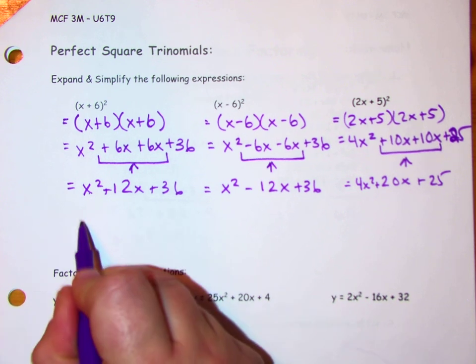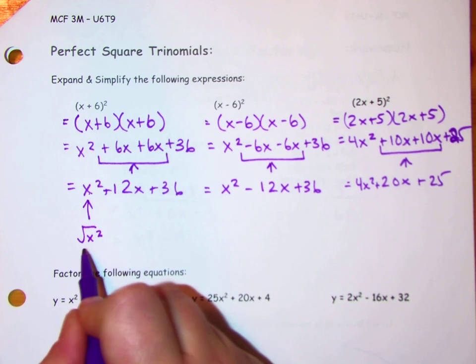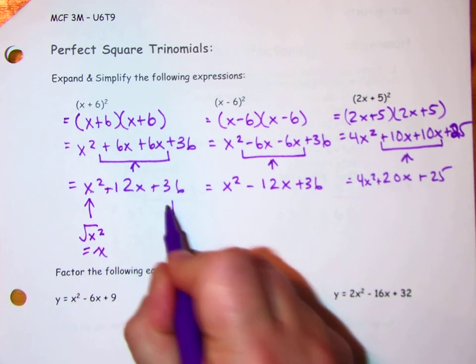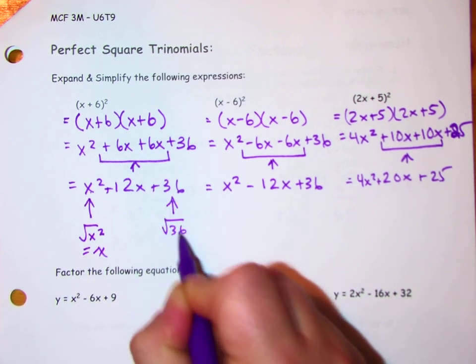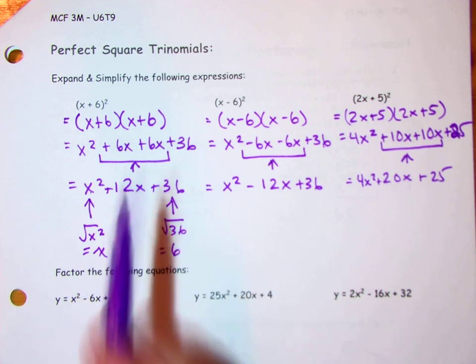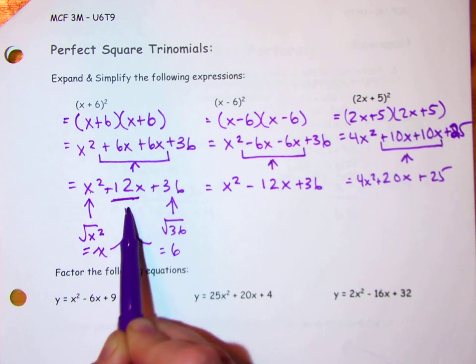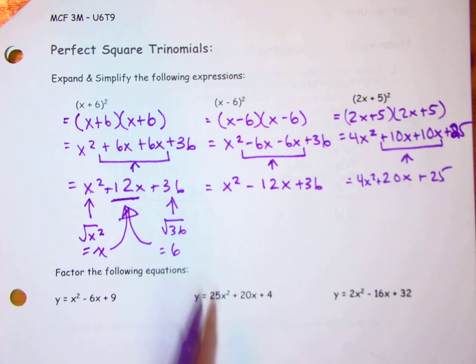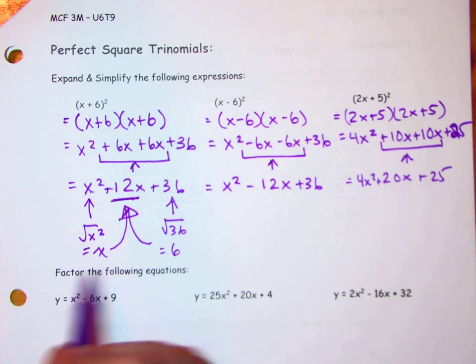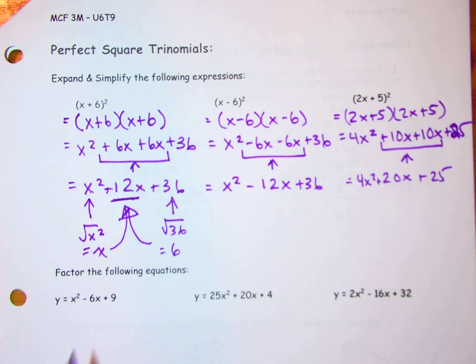Okay, so if I find the square root of x squared and the square root of 36, if it's a perfect square trinomial, that middle term is going to be 2 times the square root of both of these. 2 times x times 6 is 12x. And that's ultimately what you're looking for.